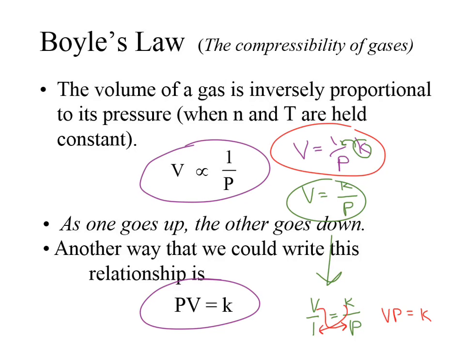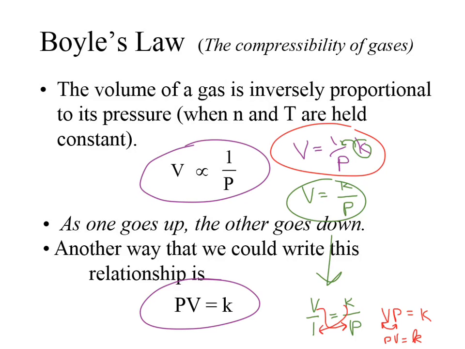And if you want to get really technical, I can move these two around, can't I? So PV is equal to K. Now, I won't belabor that all the time, but that's kind of how that works. So start to begin kind of thinking about algebra. So that's Boyle's law. And do you see how this is pretty neat?